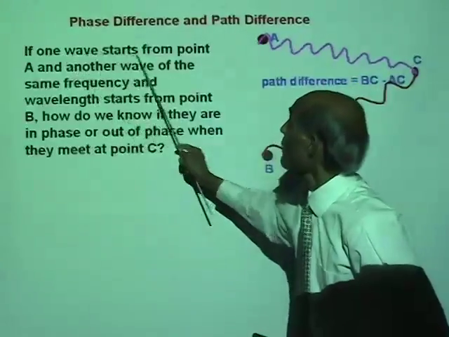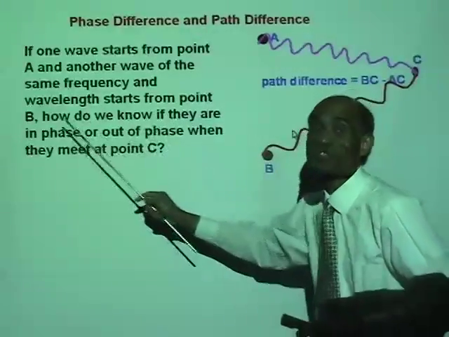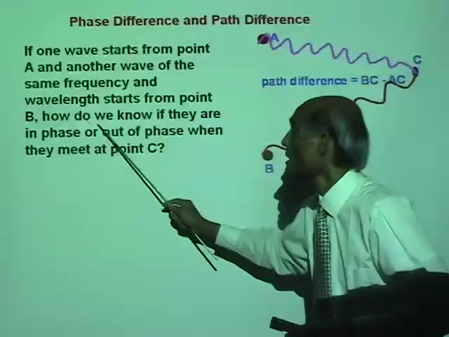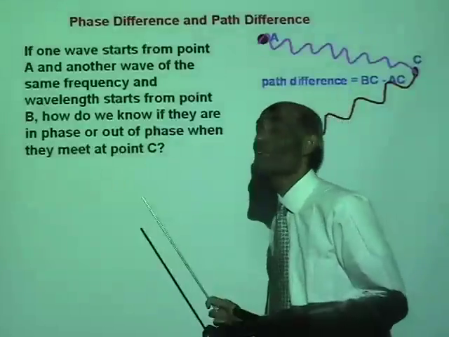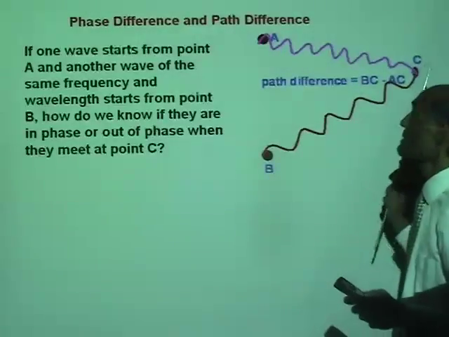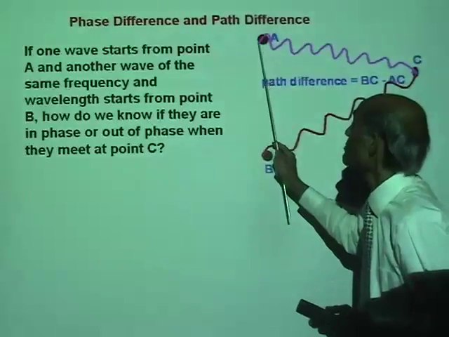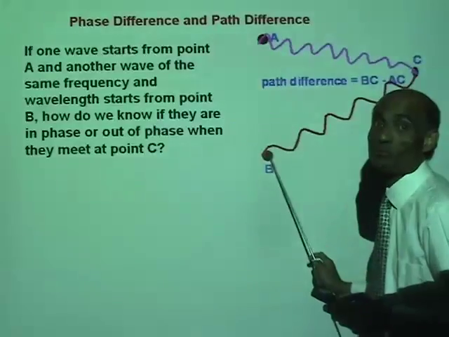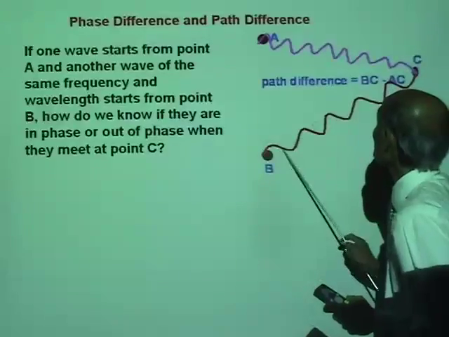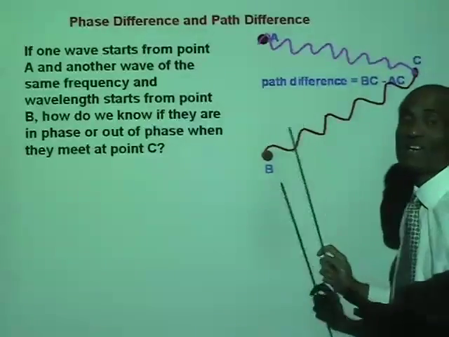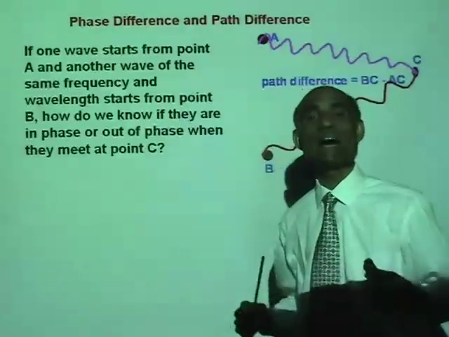Now, if one wave starts from point A and another of the same frequency starts from point B, how do we know if they are in phase or out of phase when they meet at point C? Suppose this is loudspeaker 1, B is loudspeaker 2. Both the waves from speaker 1 and speaker 2 reach point C. Is there any way to tell whether those waves are in phase or out of phase?